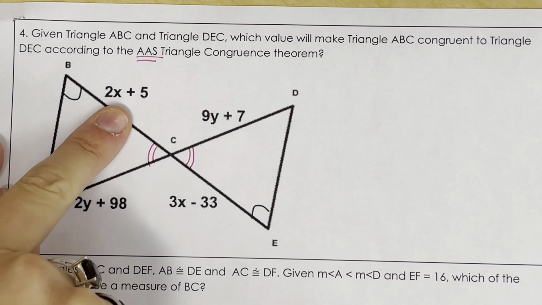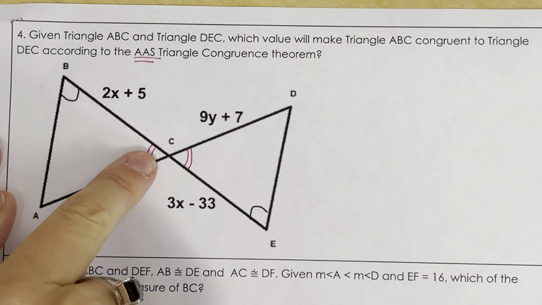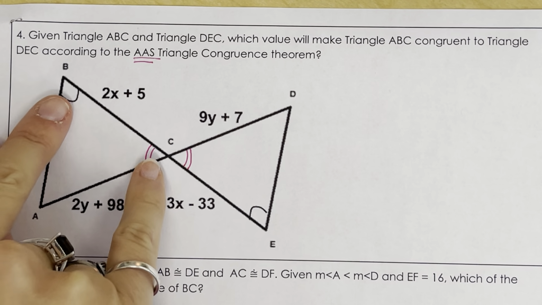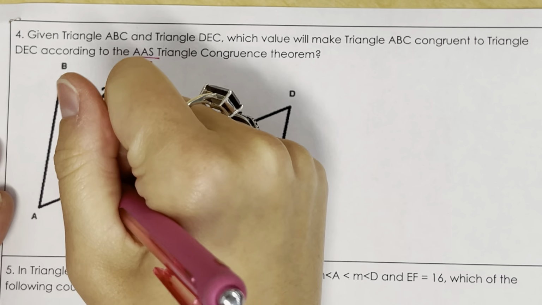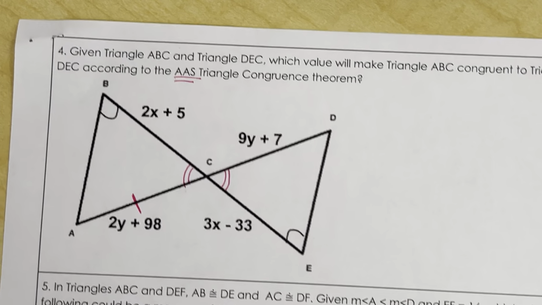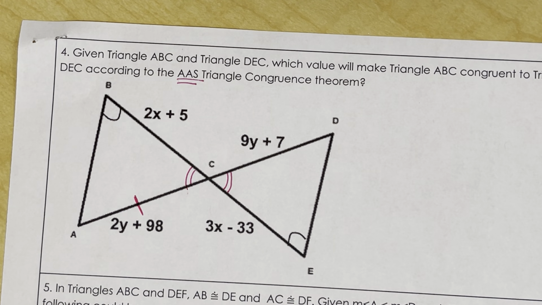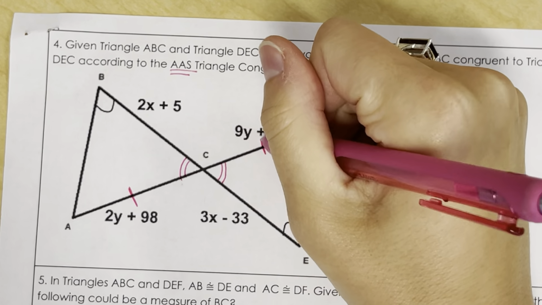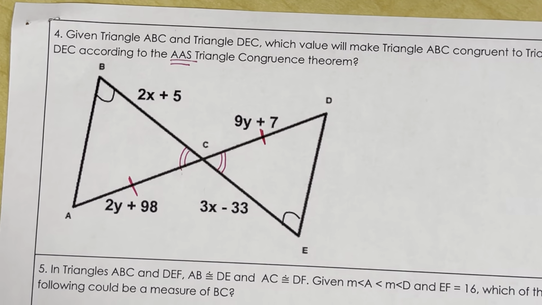I'm not going to pick this side because this one's touching both angles. That would be angle, side, angle. I need to pick the side that is the non-included side. So that's going to be this one over here, 2y plus 98. Same thing for over here. Here's my 2 angles. So the side that is not included is this side over here. Now, because they are congruent, that means these two have to be equal or the same.